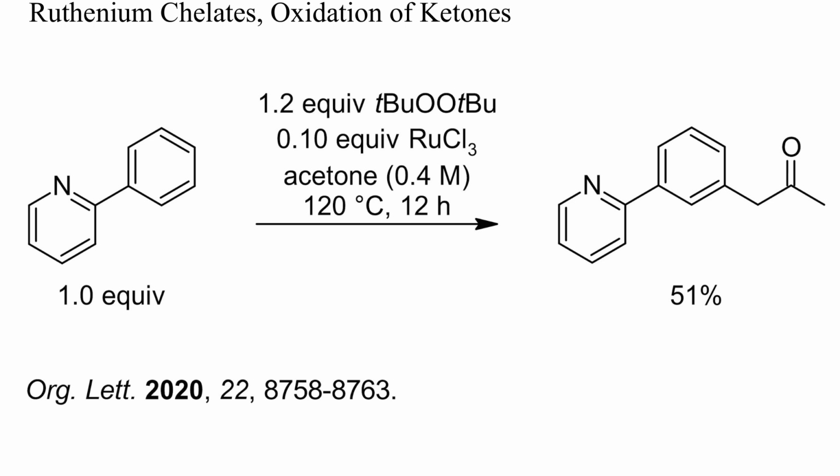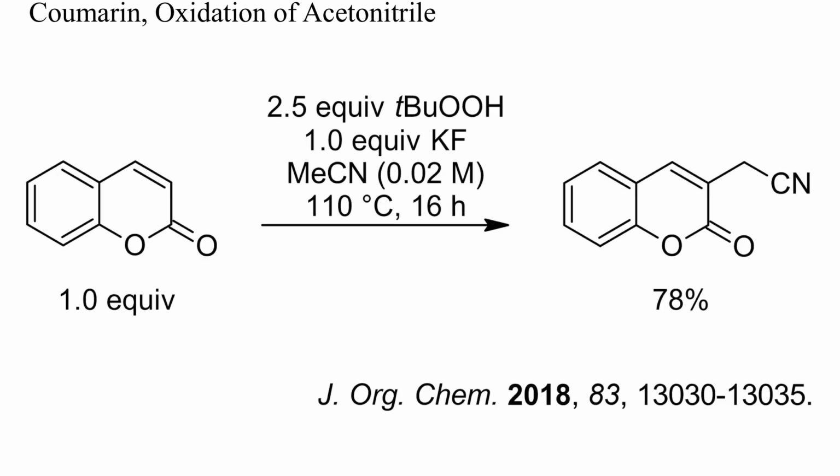Electron-deficient radicals, like those obtainable by oxidation of ketones, also added to the methylated arene, again para to the carbon-ruthenium bond. Acetonitrile can be oxidized to the cyanomethyl radical, which is electron-deficient and should add quickly to electron-rich arenes. Reaction with coumarin occurred alpha to the carbonyl group.